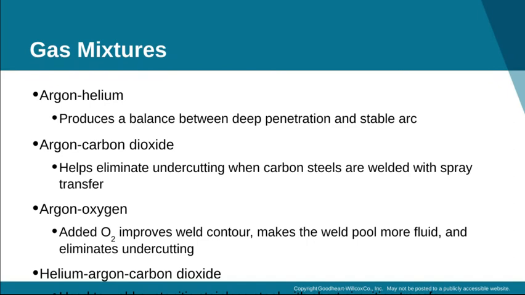Argon helium produces a balance between deep penetration and stable arc. Argon carbon dioxide helps eliminate undercutting when carbon steels are welded with spray transfer. Argon oxygen, added O2, improves weld contour, makes the weld pool more fluid, and eliminates undercutting. And I can't read what the trimix does.